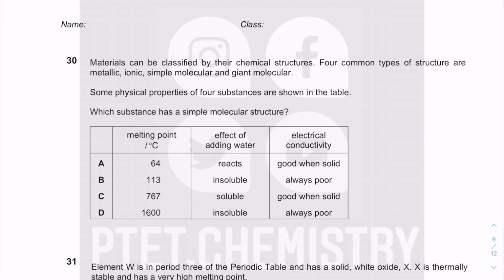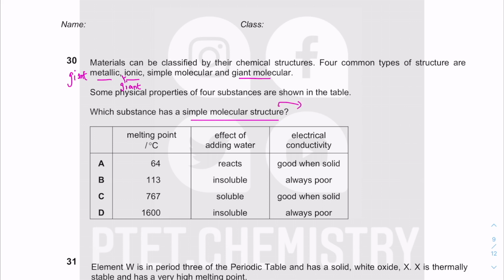Question 30. Materials can be classified by their chemical structures. You have 4 common types of structure: giant metallic, giant ionic, giant molecular, and simple molecular. So don't forget giant metallic, and don't forget giant ionic. Do not forget those giant structures. So which one has a simple molecular structure?